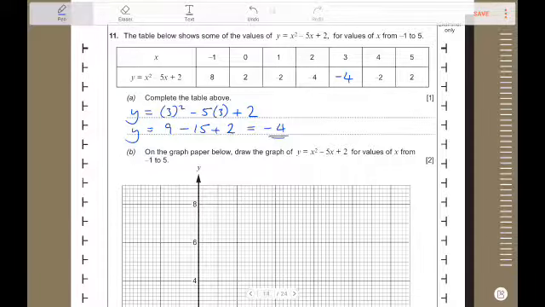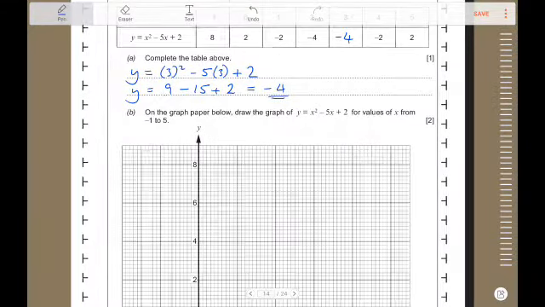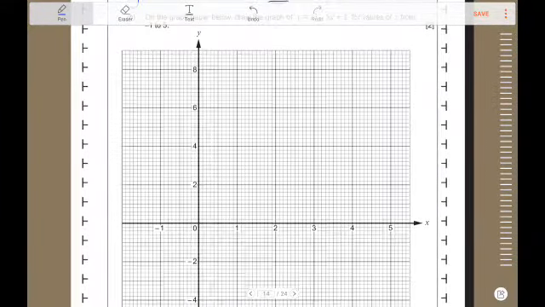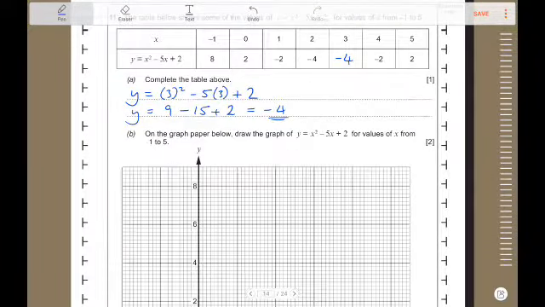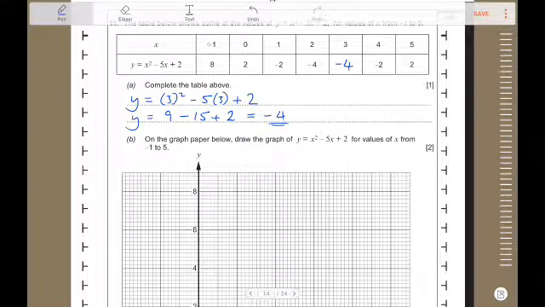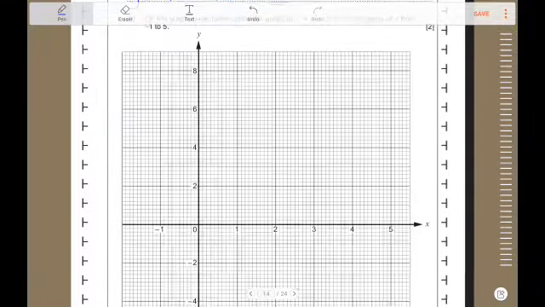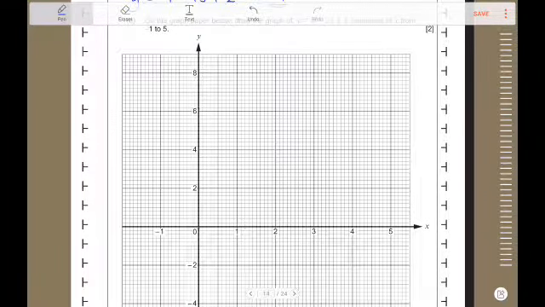On the graph paper below, draw x squared minus 5x plus 2 for values of x from minus 1 to 5. So if I just scroll up, I'll be going back and forth looking at our points. So the first point is minus 1, 8. So the x is minus 1, y is 8. So we start at the origin where the axes cross. X is minus 1, y is 8. So we put a little cross there.